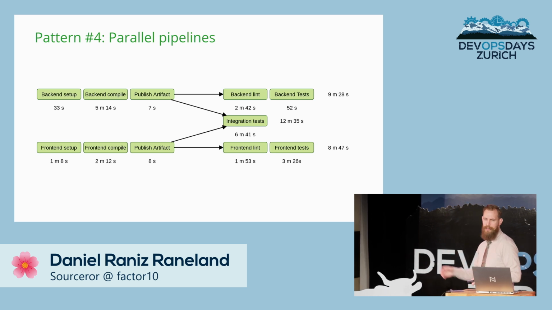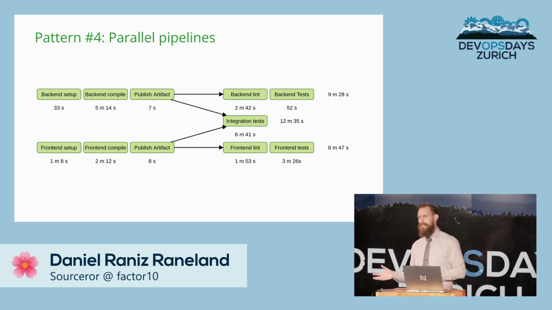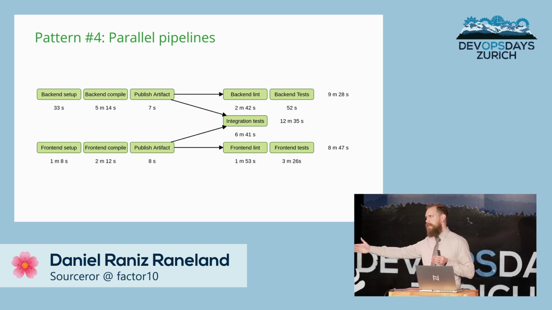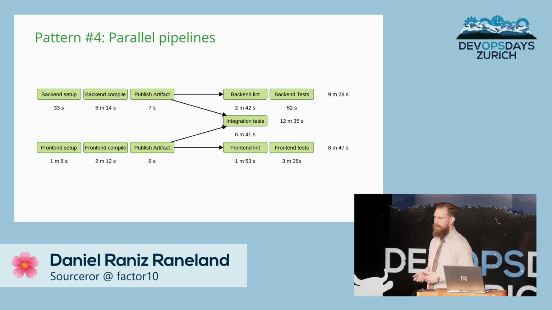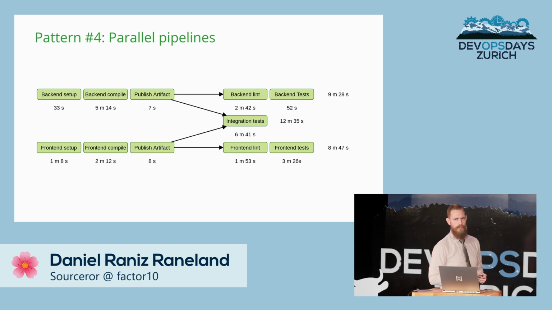Here we get the feedback from 12 minutes, and the runtime is essentially the same as the original single sequence pipeline, but we've saved about half the time before we get our green check mark, which is a huge gain.